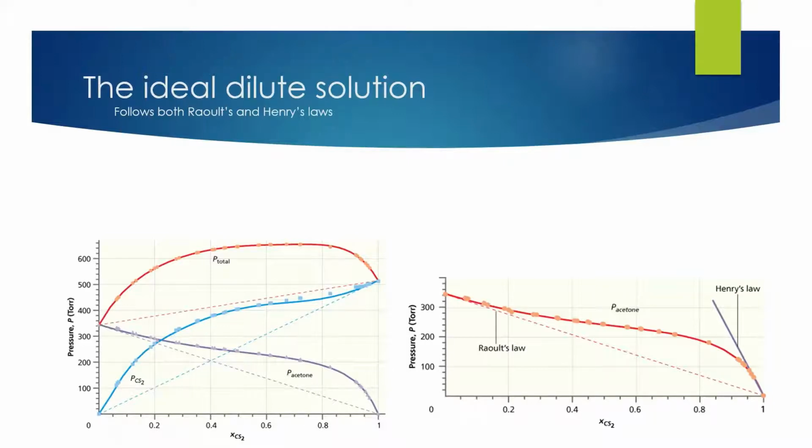Solutions in which the solvent obeys Raoult's law and the solute obeys Henry's law are known as ideal dilute solutions. In these solutions, every molecule approximately only interacts with the solvent. Under conditions where the mole fractions are approximately equal, this approximation does not hold. That would be in these middle regions. And the solution cannot be described by the ideal dilute solution model as it is no longer dilute.